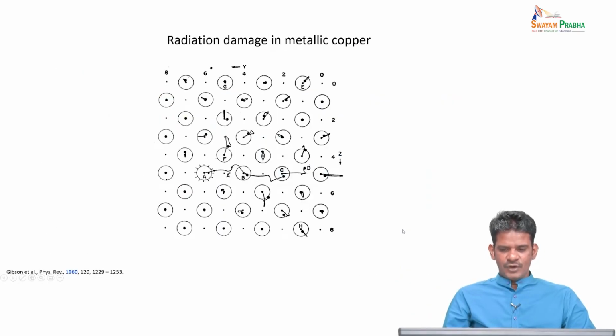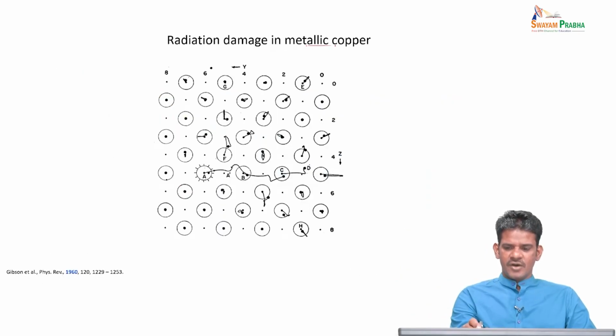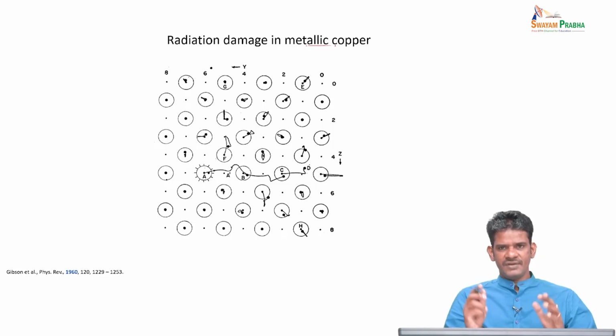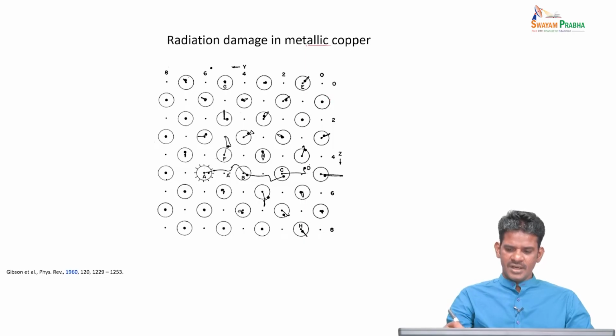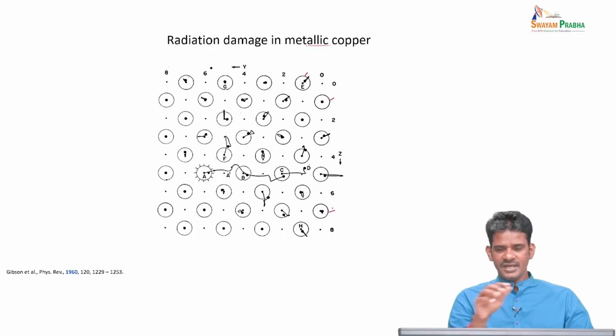So here is an example of radiation damage on metallic copper. Here we have a copper crystal, and the bigger circles that you see are the initial positions of the copper atoms in a lattice in a particular plane, the 100 plane. The smaller dots are the atoms just below this plane. So you are talking about two layers: the top layer shown in larger circles, and the bottom layer shown by the smaller dots.